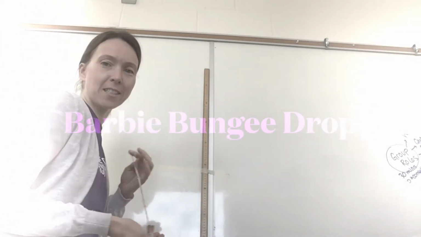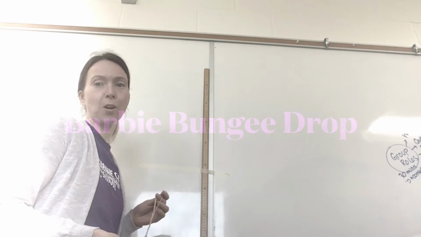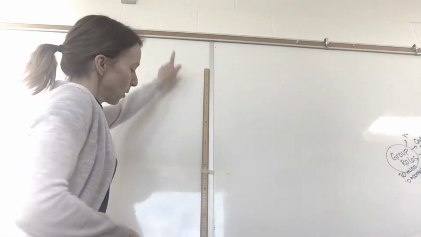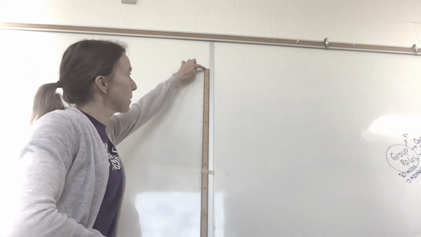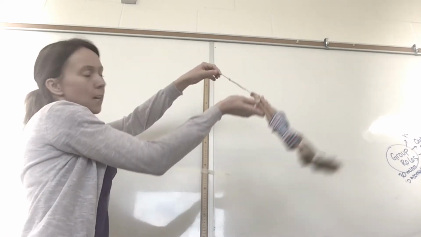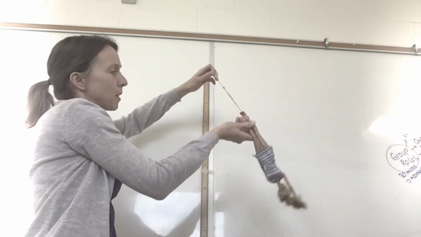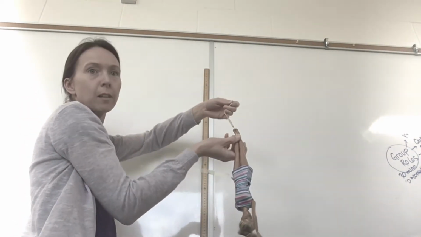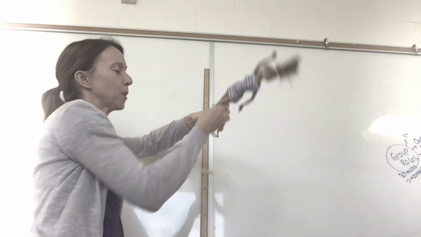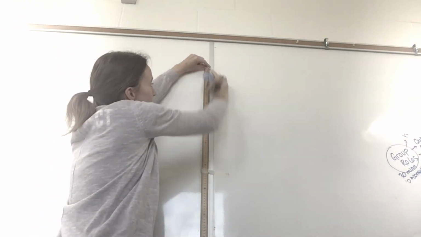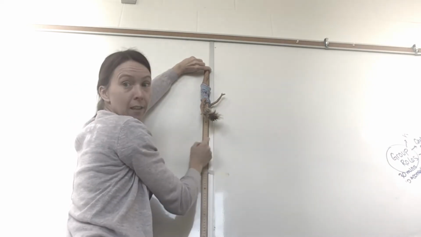Guys, this is just a sample of how we collect data for our Barbie bungee drop. So I rigged up a meter stick here, starting with 0 at the top. And I'm just going to test out how far Barbie falls with elastics on her. So in class, I showed you what it looks like with 0 elastics. It's just her height, which is about 29 centimeters.